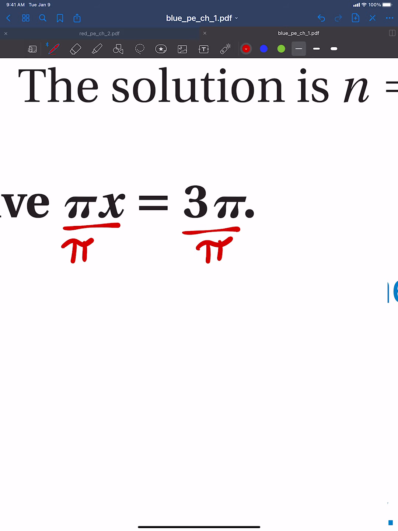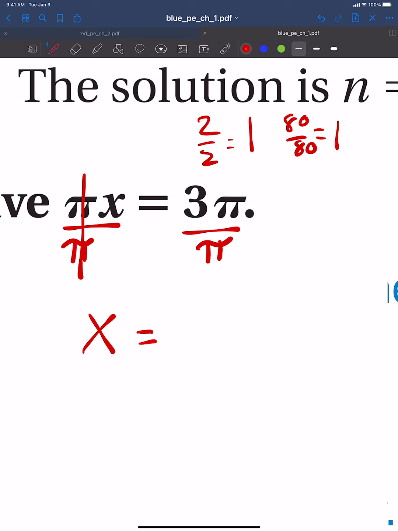1 pi over 1 pi is the same thing as saying 80 over 80, or 1,000 over 1,000, or 2 over 2. It equals 1. Pi over pi is 1. It's gone. 1 whole. Now I'm just left with my x. 3 pi divided by pi. Guys, that's the same thing as saying pi times pi over pi.